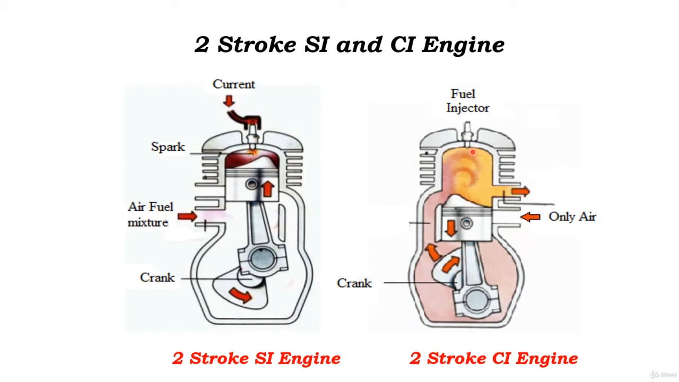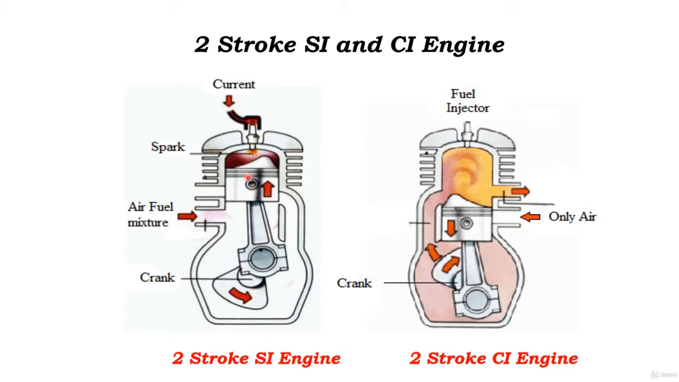Then if we look at the working of the two-stroke CI engine, it is similar to the two-stroke SI engine, except that in the CI engine, through the inlet port only air comes into the crankcase, and at the end of the compression, fuel is sprayed into the compressed air, and this compressed air attains a temperature higher than the self-ignition temperature of the diesel. So as the fuel is sprayed, it gets ignited. Here we don't require any additional source for the combustion of the fuel.